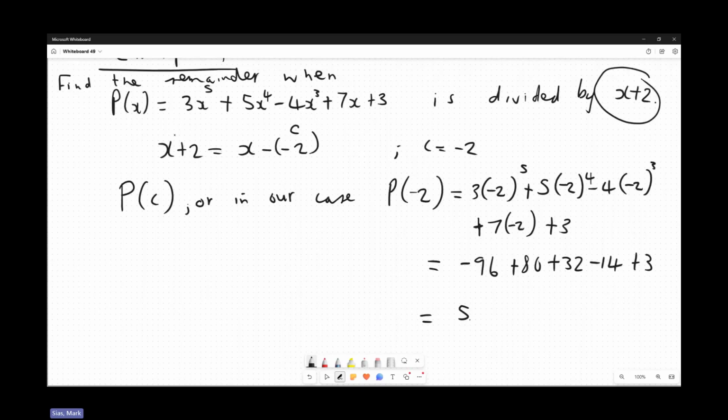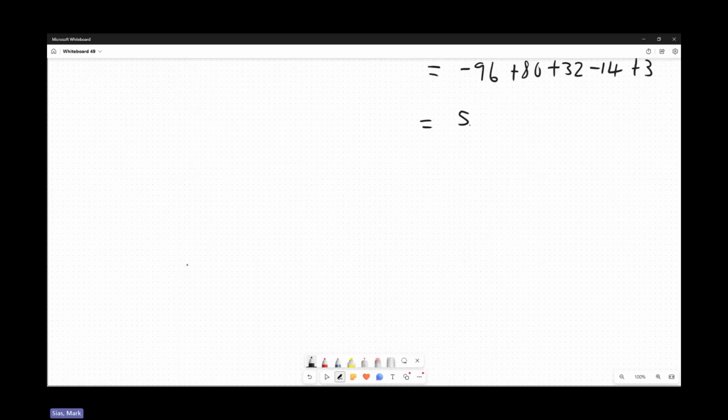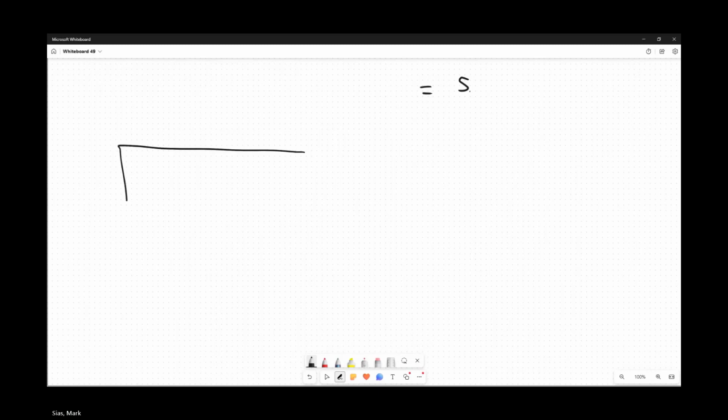Right, so we will divide this into there. Okay, let's see that, guys. Right, let's see. So it's x plus 2. And then we have 3x to the 5 plus 5x to the 4. What's that? Minus 4x cubed.